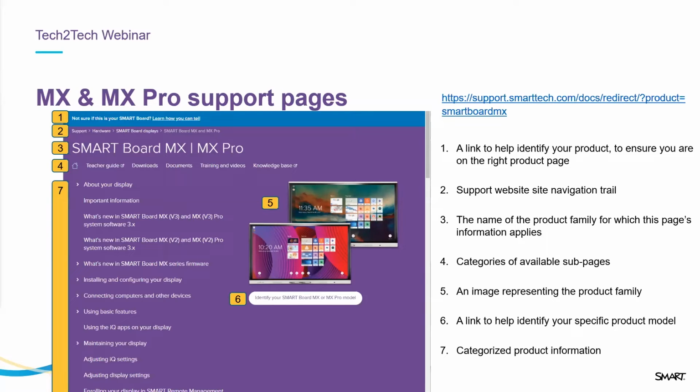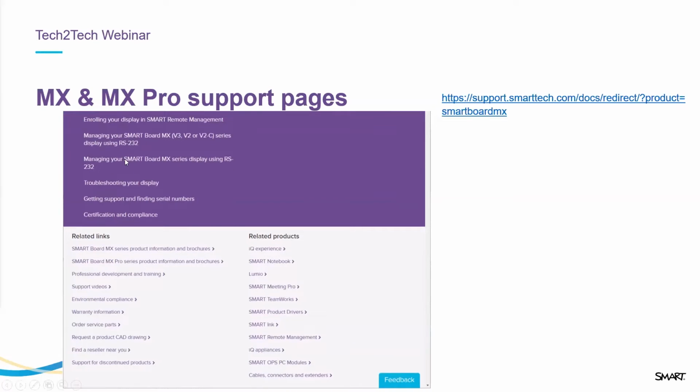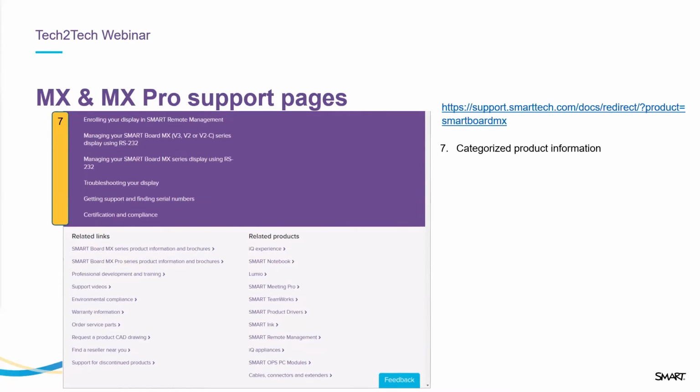And we have a bunch of categories with specific categorized product information. Some of it is expandable. Some of it will take you to different pages. We're going to take a closer look at that a little bit later, but I want to scroll down a little bit more and show you that there's lots of product information in categories, including troubleshooting your display and getting support.